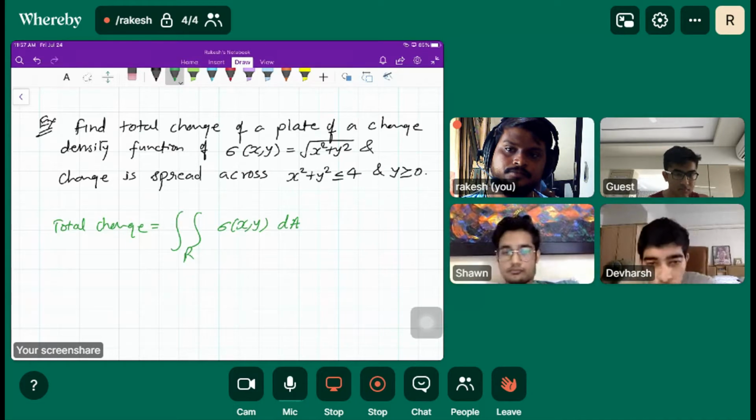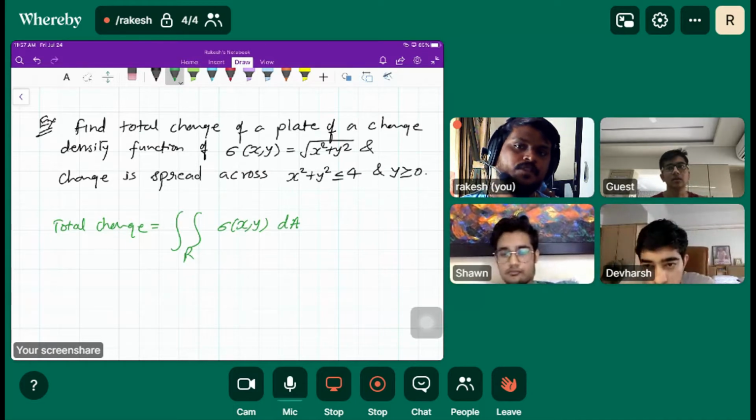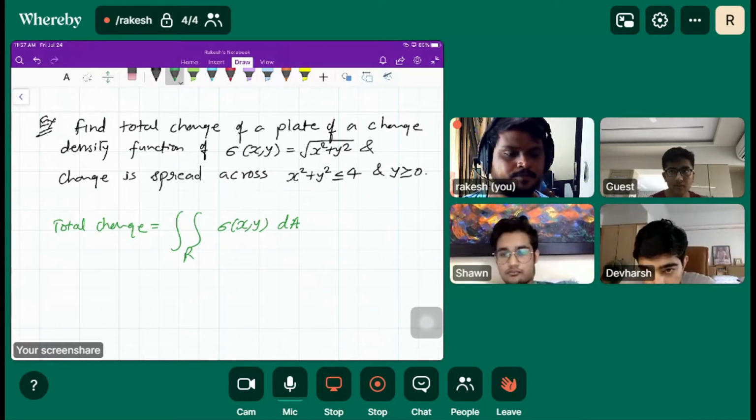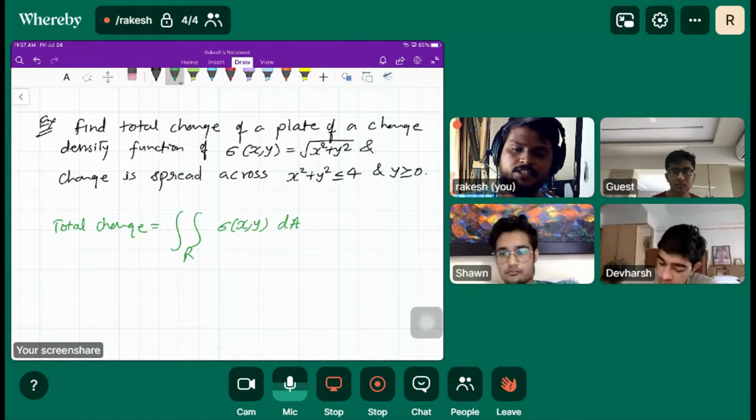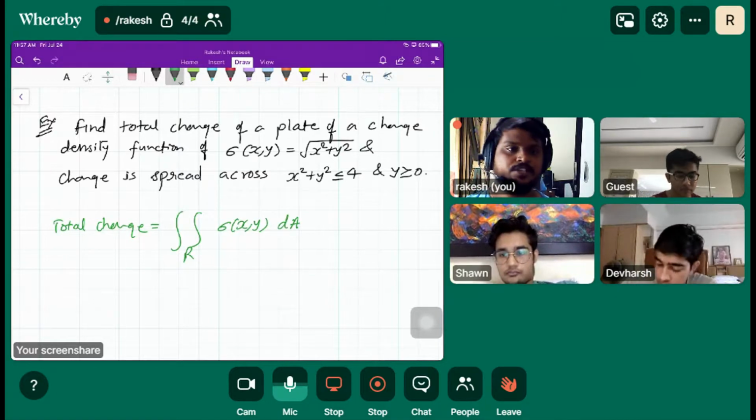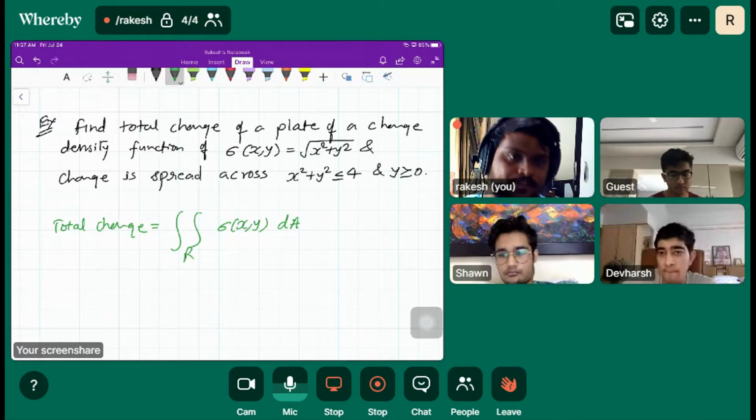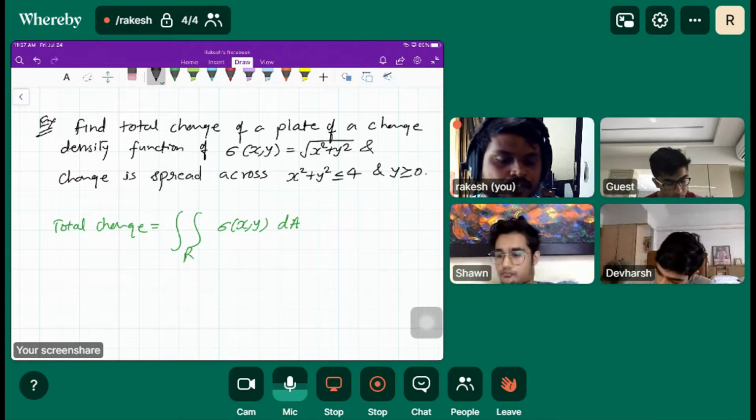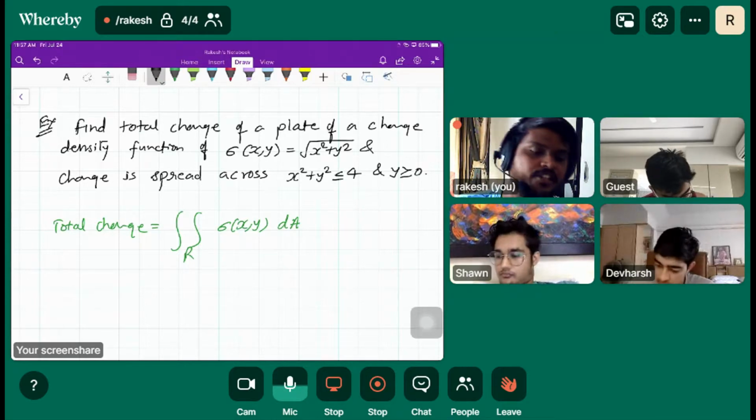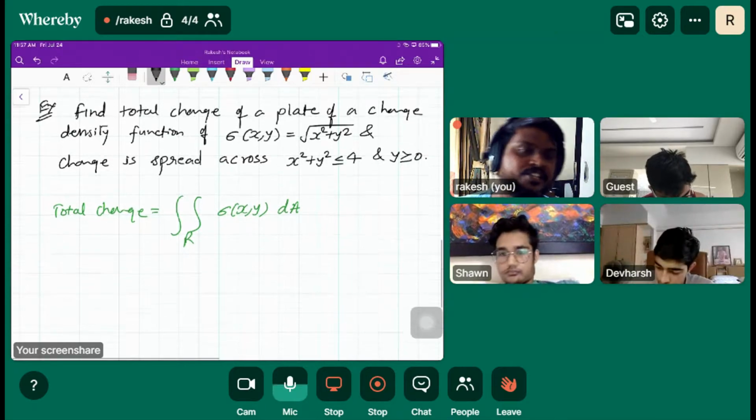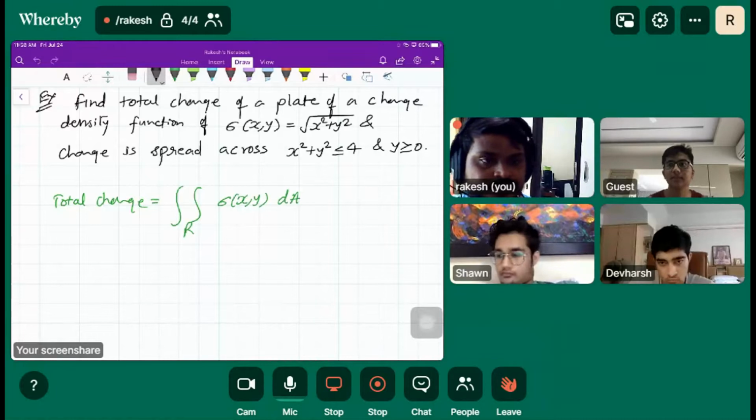So we're using polar. Yes, you can take, and you should take, polar, because if your region is circular, we should take polar only. Okay, very good, Dev. First of all, you need to draw the region. Have you drawn the region? And what is the region defined by here?